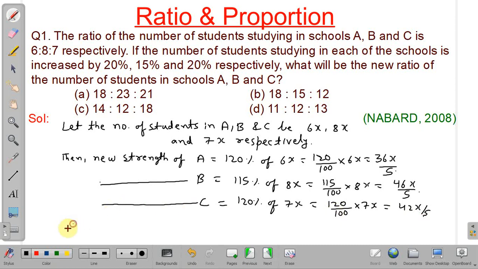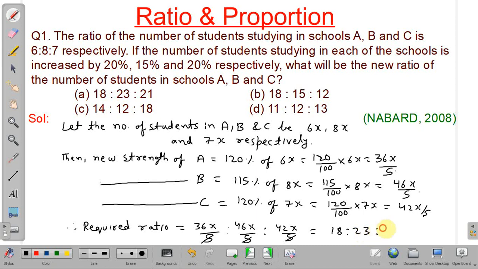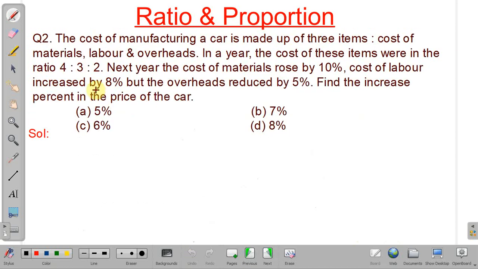Okay, therefore the required ratio will be equal to 36x by 5 : 46x by 5 : 42x by 5. So 5 will get cancelled as it is in all the three, and if we divide all the terms by twice of x, we will get the ratio as 18:23:21. So our answer will be option number A. We will discuss the next problem.